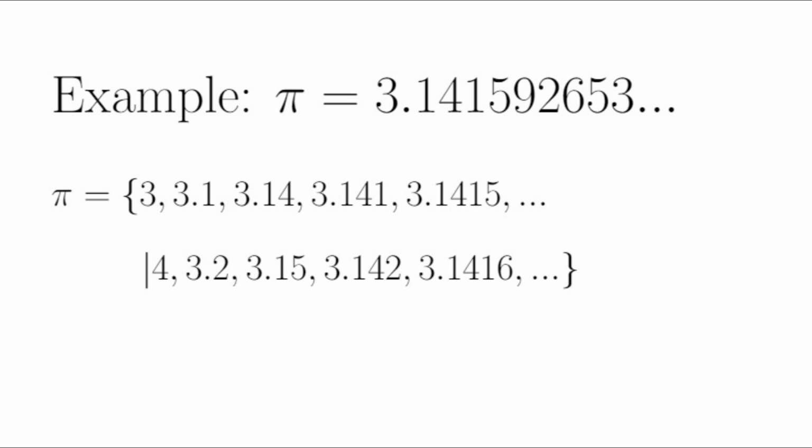Another example. Pi is a transcendental number and is equal to 3.1415, etc., where this decimal expansion does not stop or repeat. This can be expressed as the form xL xR, where xL is the set 3, 3.1, 3.14, etc., and xR is the set 4, 3.2, 3.15, etc. Now these sequences of rational numbers are monotone increasing and decreasing respectively, and both converge to pi.